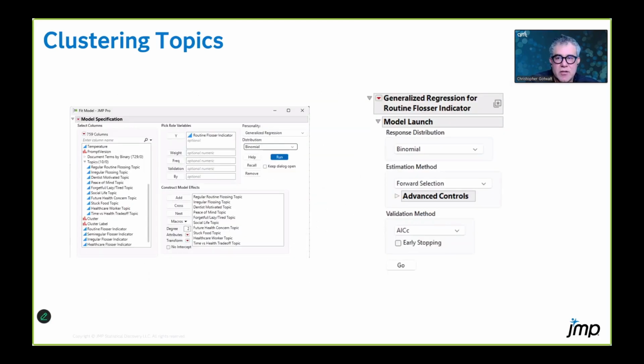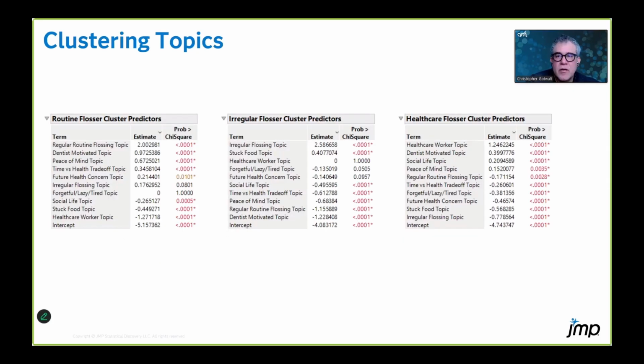To name these clusters, I created and modeled 0-1 cluster indicator columns and analyzed them with GenReg using the topic scores as inputs and the binomial distribution as the response distribution. 3 of the clusters were strongly identified with a single topic. So the clusters strongly predicted by the routine flossing, irregular flossing, and healthcare topics were simply named after their leading topics. We see that the routine flossers generally had a variety of topics that were mentioned in those rows.